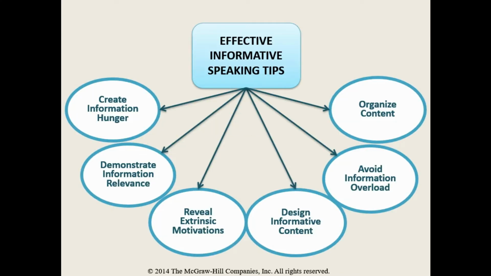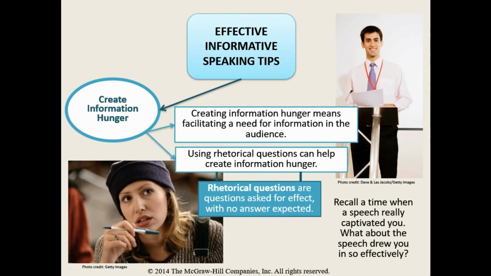Effectively presenting information to an audience takes a couple things, well, more than a couple, about 6. The effective informative speaking tips are as follows. Organize content. We need to create information hunger. In other words, you want people to want more. You don't want to give them everything. You want to give them enough to really get them into your topic, to develop that kind of passion, to develop that curiosity that drove you to giving that speech. So creating informative hunger means facilitating a need for information in the audience.